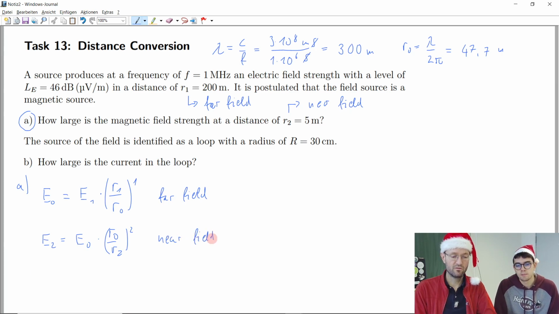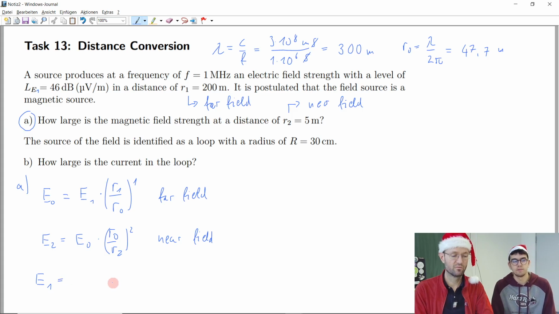Okay, then some remaining intermediate step that we need to do before we can apply these equations. Yeah, we need to convert this level. So from the level, I mean this is the level of the field strength at position 1, how can we convert this into a field strength? How do we get E1 from this level?